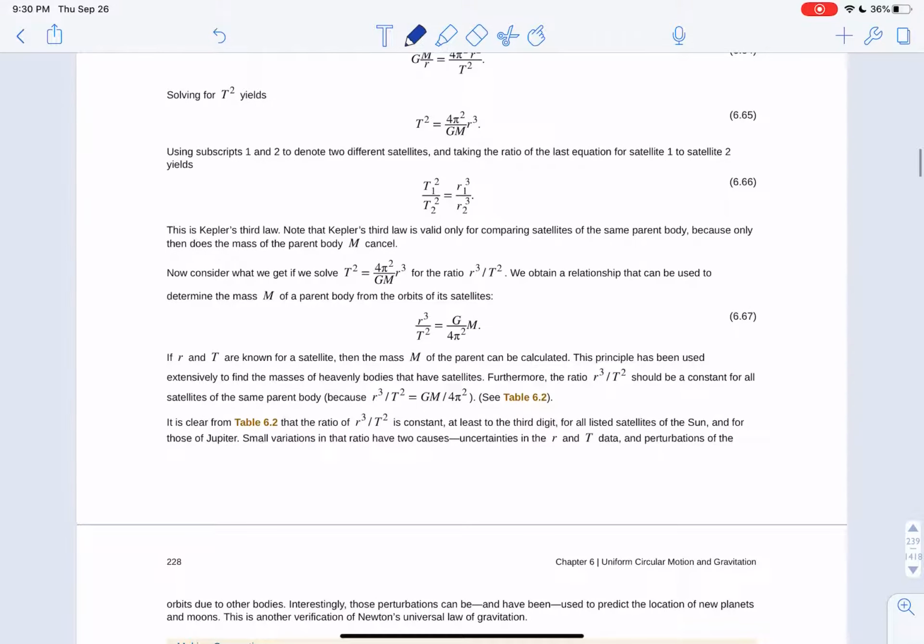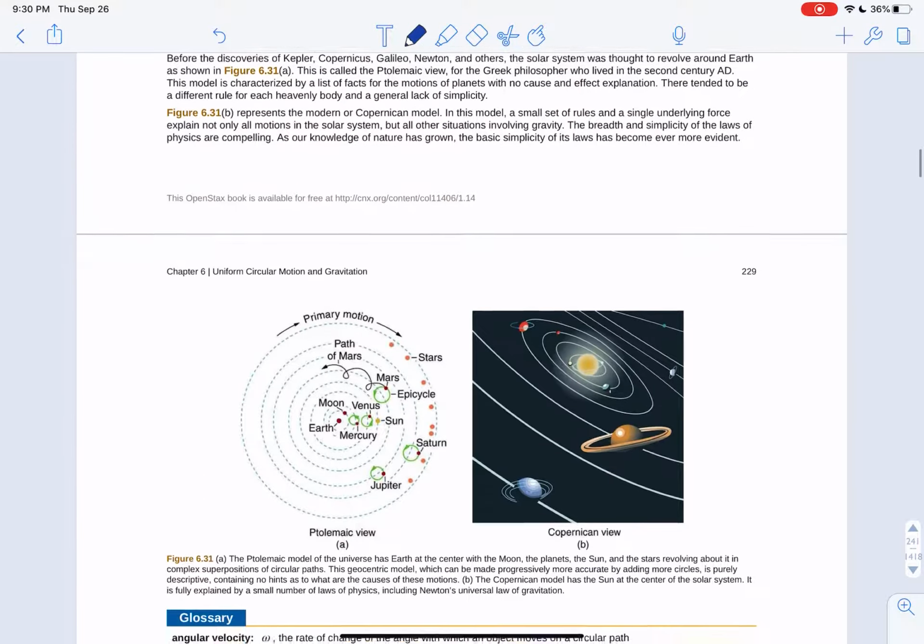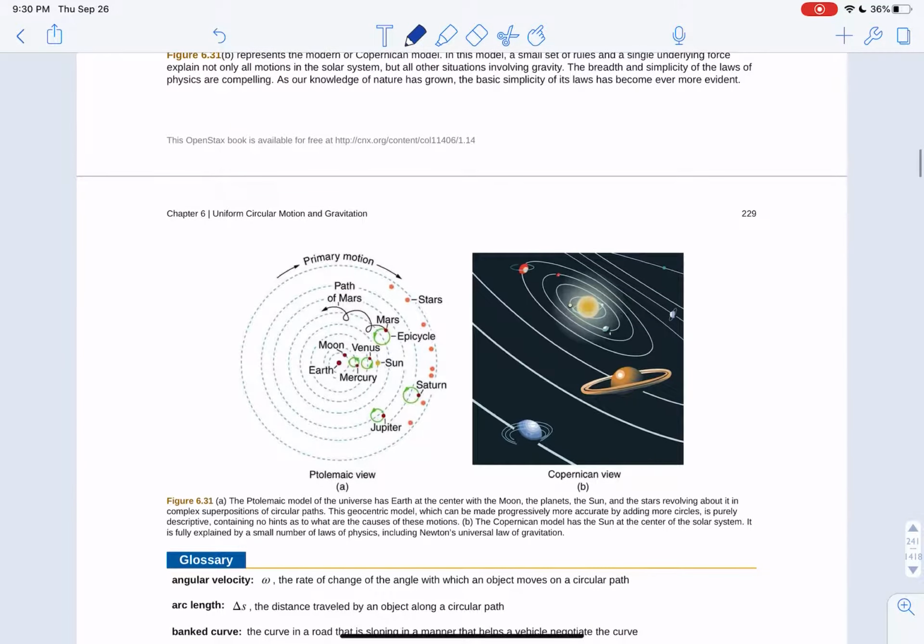Yeah, the derivation of that, forget about it. And yeah, we got our planets here. Cool, thanks.